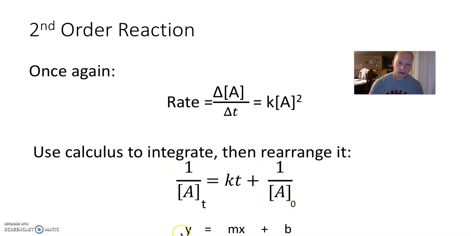And we get our good old y equals mx plus b equation. Here's our y variable, our slope, our x variable, and here's our y-intercept, which is 1 divided by the concentration of A at time 0. So it looks a little different, and this is only for second order reactions.